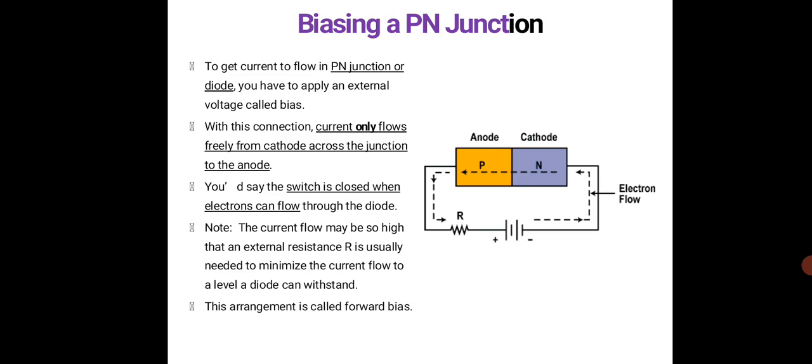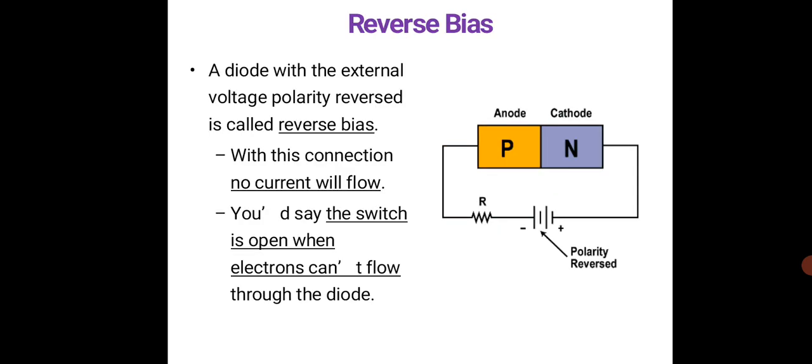So that's why you can see here, to the diode we connect a resistance which is connected to the battery. This arrangement we call forward bias. You can see here the P type is connected to the positive terminal of the battery, whereas the negative terminal is connected to the N type of the diode, that is the cathode material.